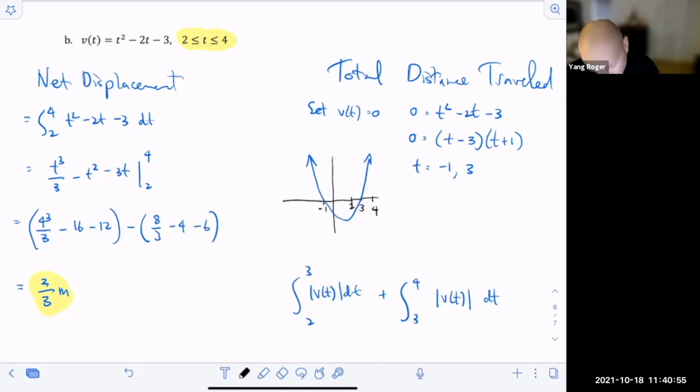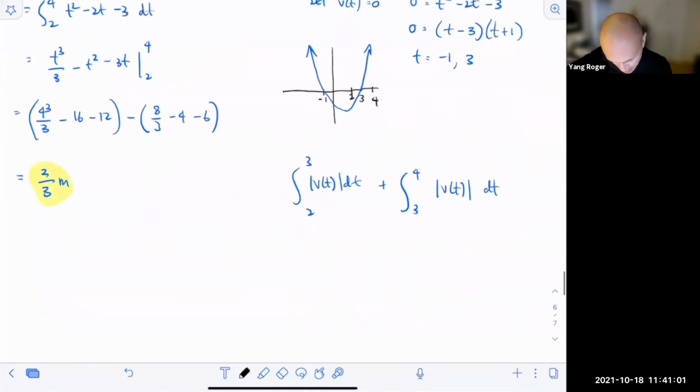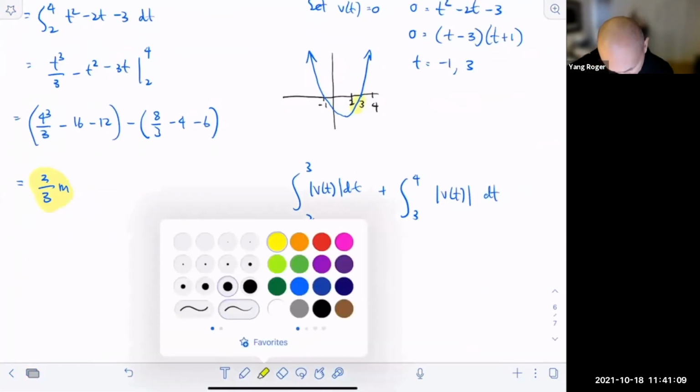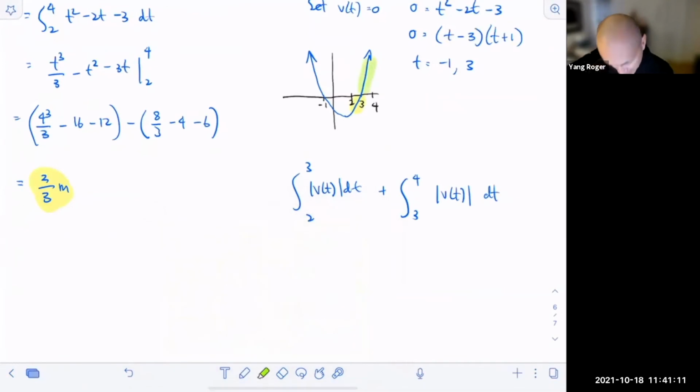But just by looking at this picture, I can see where the graph is negative and where the graph is positive. In other words, it's negative on this part right here, because that's below the x-axis, and it's positive on this part right here, because that's above the x-axis, right?